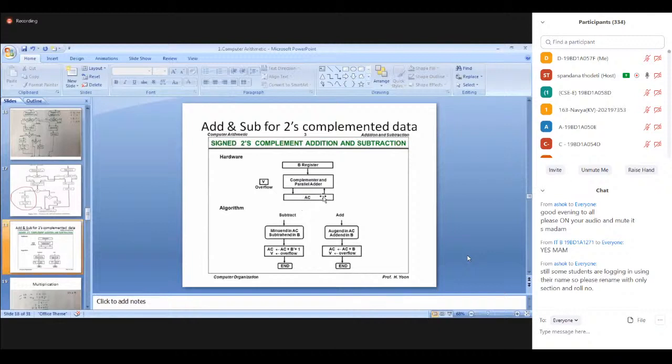And this accumulator's data is given to the complementer as well as the parallel adder. Why complementer? Because you are performing the subtraction with 2's complement. For that, you require a complementer, and you need to perform the addition operation. For that, you require a parallel adder. So, the complementer and parallel adder will get 2 inputs, one from the AC register, one from the B register. And what is to be performed? In case of addition operation, once the parallel adder gets the 2 inputs, then AC plus B is performed. If any overflow bit is there, that will be stored in V.